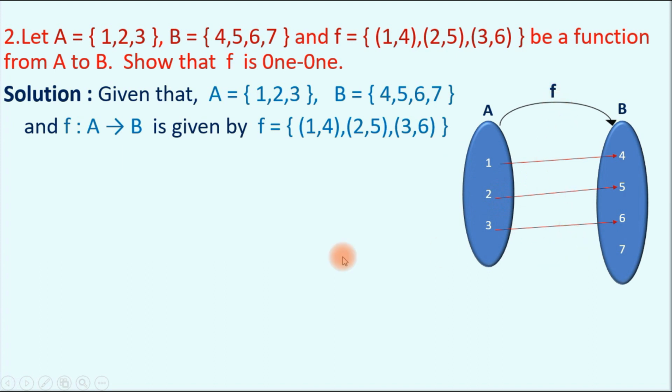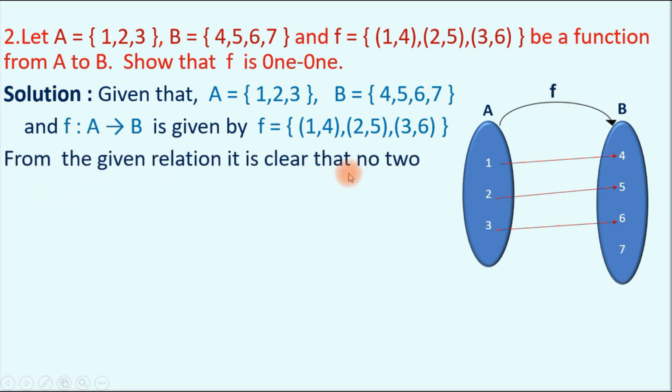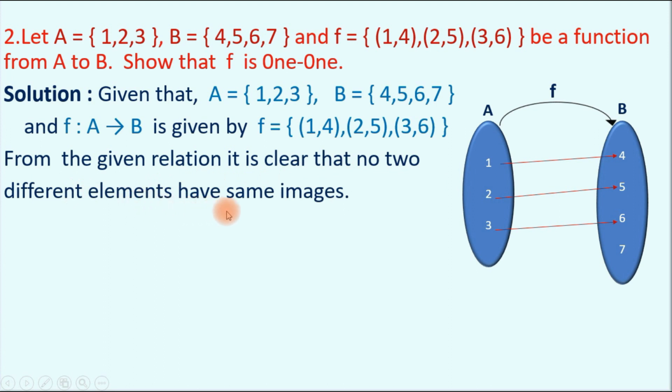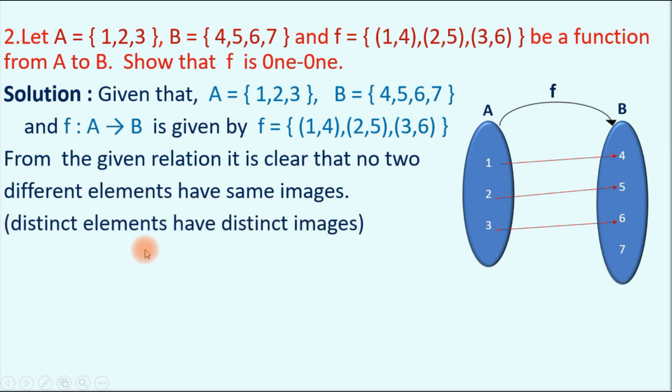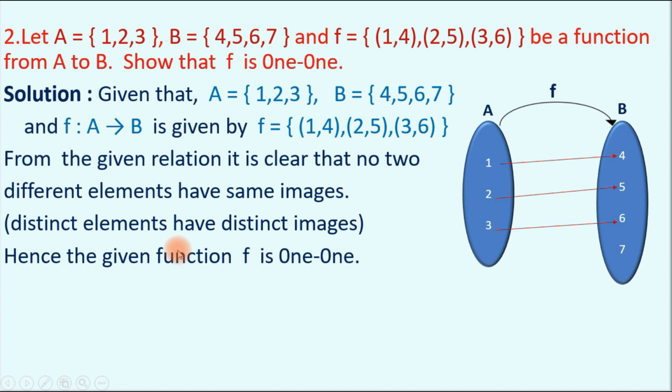So from this relation, it is clear that no two different elements have the same images. Distinct elements have distinct images. Hence the function f is 1-1.